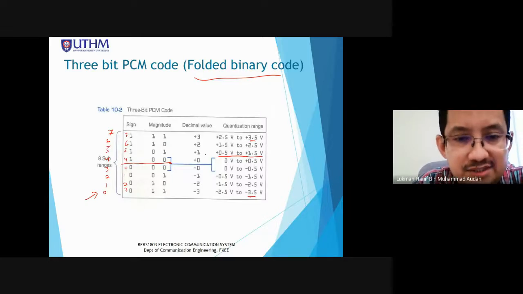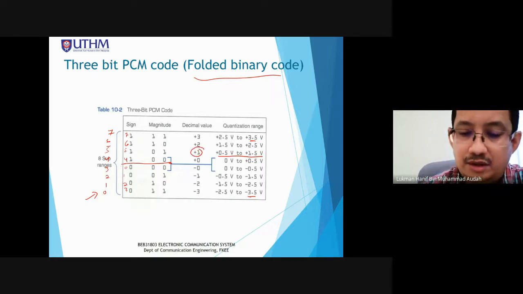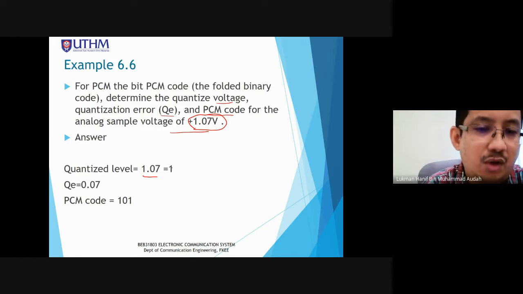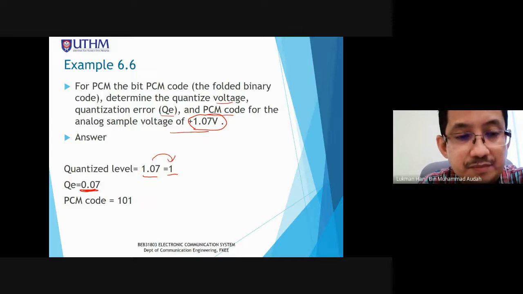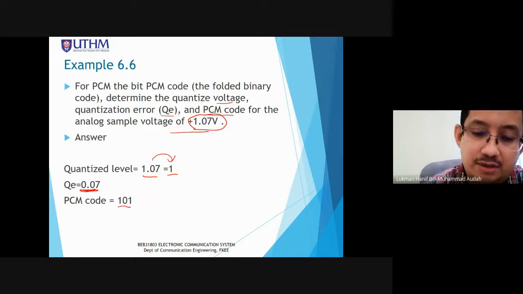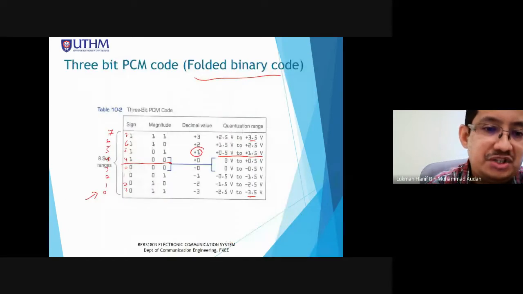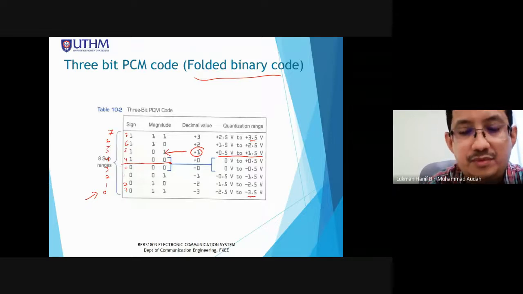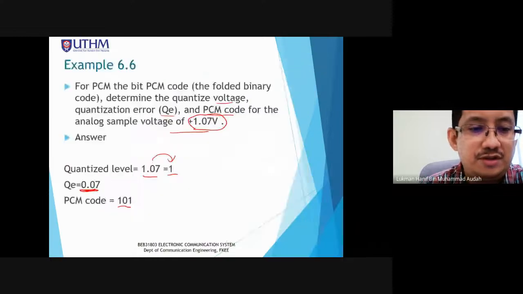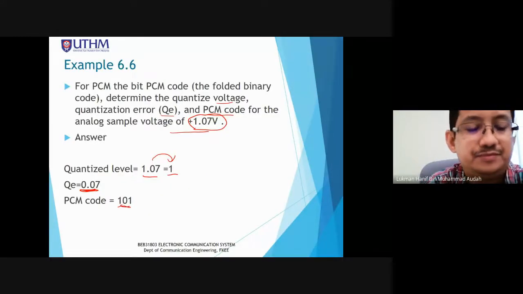Okay, the nearest quantized level is positive 1. Okay, itu sebabnya dia letak di sini positive 1 volt. Okay, so if we round it from 1.07 to 1, that means the quantization error, the rounded value is 0.07. And for the PCM code, if you see from this picture, PCM code is this one, 101. Okay, so 101 for the PCM code.